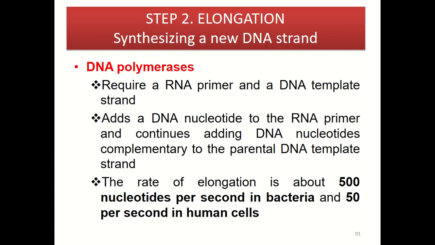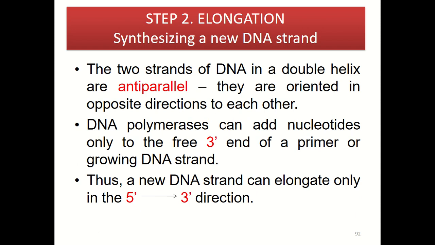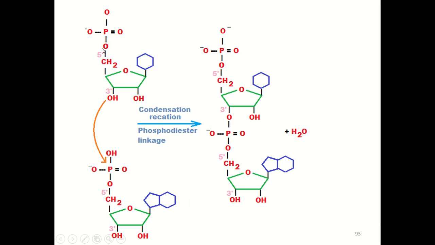The rate of elongation is about 500 nucleotides per second in bacteria and 50 per second in human cells. The two strands of DNA in a double helix are antiparallel, meaning they are oriented in opposite directions to each other. So if the DNA strand is 5 to 3 prime, the opposite strand is 3 to 5 prime. But the direction of synthesis is always 5 to 3 prime. So DNA polymerase can add nucleotides only to the free 3 prime end of the primer or the growing DNA strand. Thus, a new DNA strand can elongate only in the 5 to 3 prime direction. As you can see here, they go from 5 prime to 3 prime.